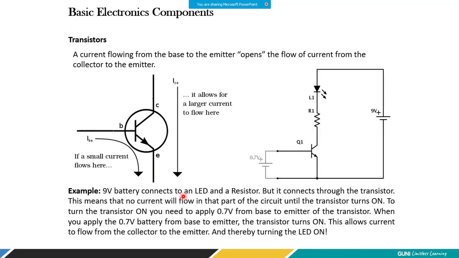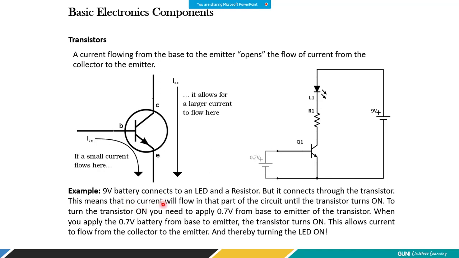And I think you have studied it in very detail, right? The current flowing from the base to emitter opens the flow of current from the collector to the emitter, right? Now if you look at this diagram, there is a 9 volt battery here. You can see the battery has two terminals, plus and minus, 9-volt battery, right? Its negative terminal is connected to the ammeter and positive terminal is connected to the collector via resistor R1, and there is an L1 which is an LED. So the battery connects to an LED, right, L1, and a resistor, but it connects through the transistor.